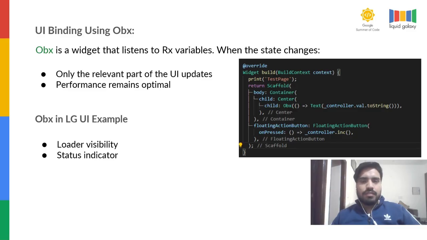If I take an example of how Obx is useful in LG, it shows loader visibility and status indicator. As I showed in the first slide, a settings page in which disconnected is the indicator. So their value has been changed due to Obx. If our application is connected, then that indicator will display connected, otherwise it displays disconnected, and that indicator is controlled by Obx.